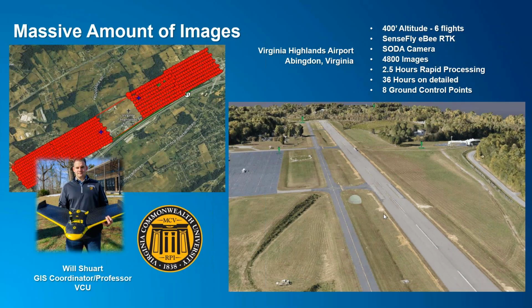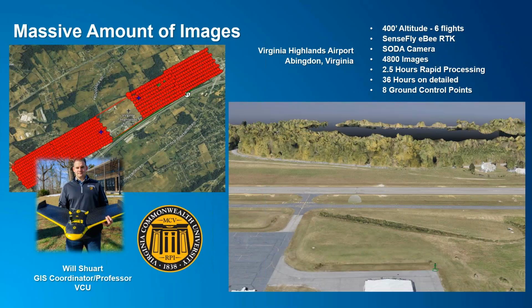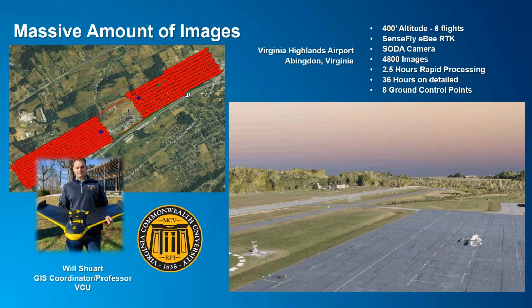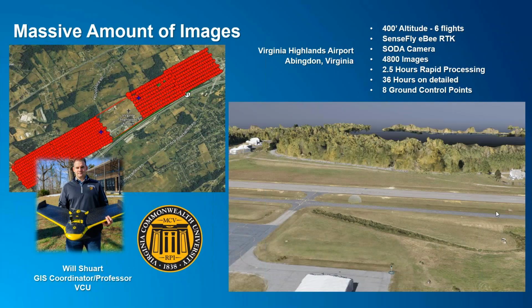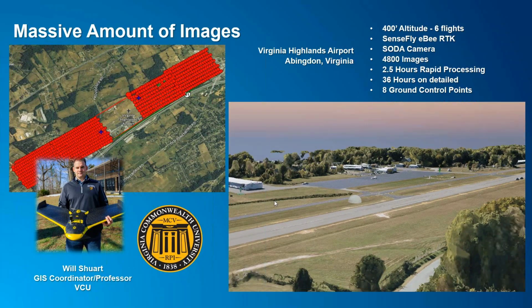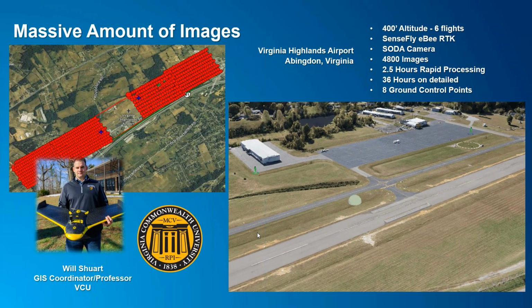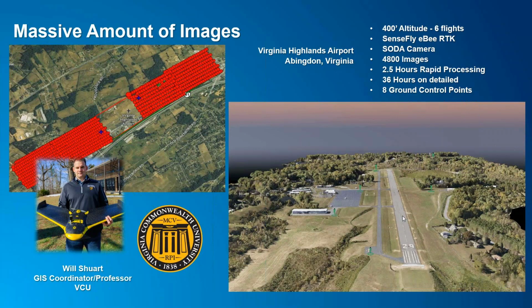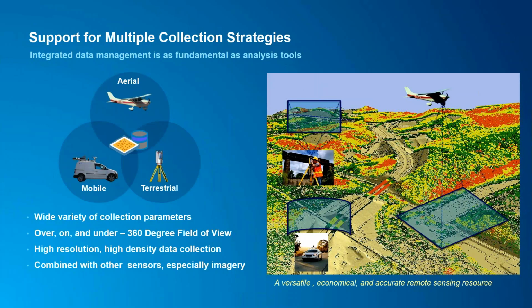And then just an example, one of our customers, Will Shewart at Virginia Commonwealth University, he uses Drone2Map fairly extensively and does these massive collects, in this case 4,800 images. And you can see the type of photo-derived 3D products that he's able to get using the Drone2Map solution. And then, of course, visualizing that using our scene layer package capability.